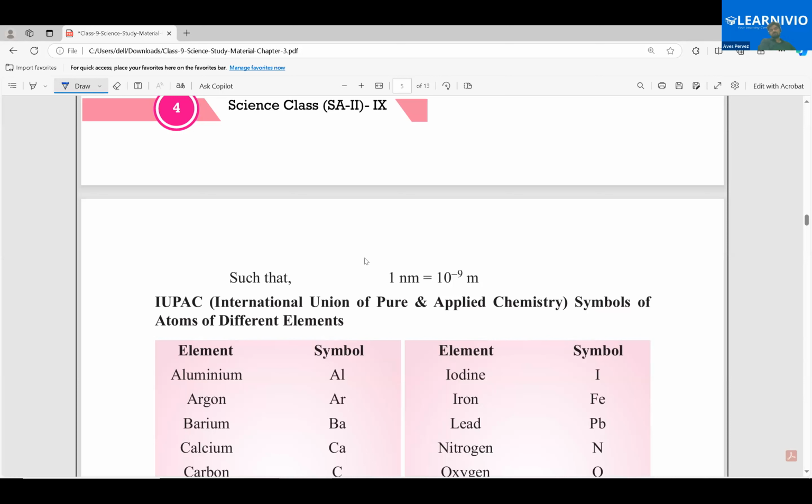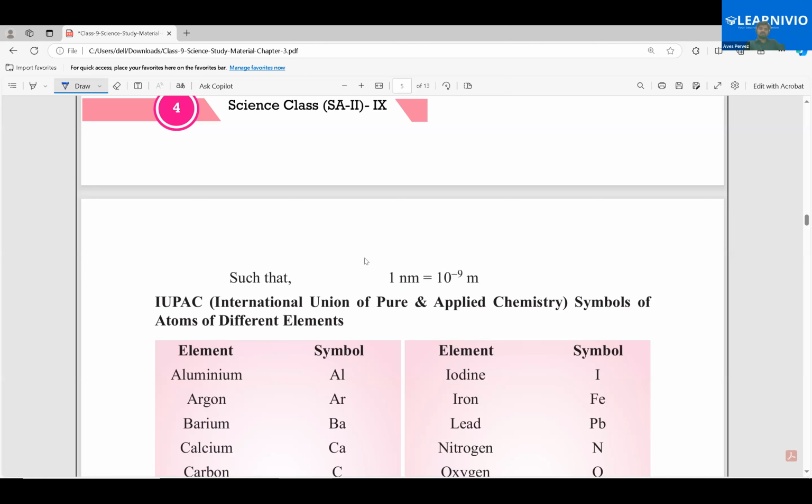Yes, Afreen, which postulate of Dalton theory supports the law of conservation of mass? Second. Atoms are indivisible particles which can't be created or destroyed in a chemical reaction. And which postulate of Dalton theory supports the law of definite proportion or constant proportion? That atoms in a chemical compound combine together in a fixed ratio in a small whole number. Okay, that's right.